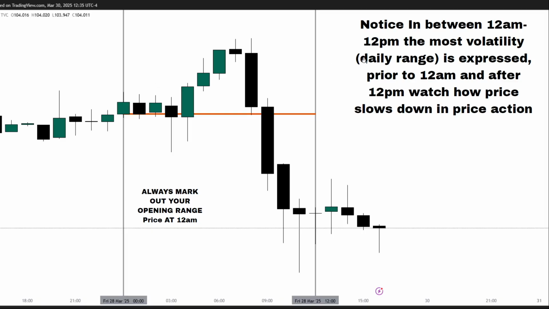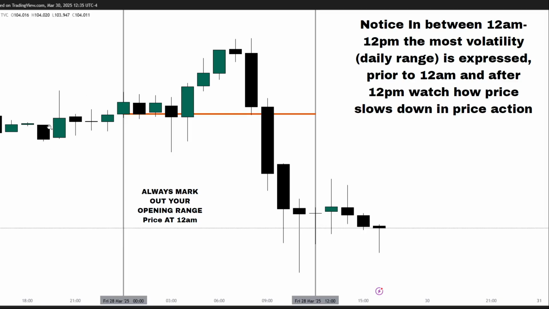Okay, into the charts. Notice in between 12 a.m., which is this line here, and 12 p.m., which is this line here, the most volatility, which is the daily range, is expressed. Prior to 12 a.m., which is this price action here, and after 12 p.m., which is this price action here, watch how price slows down in price action.